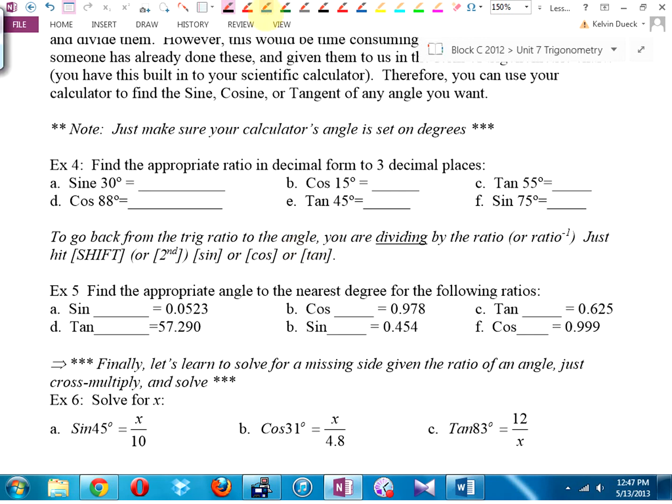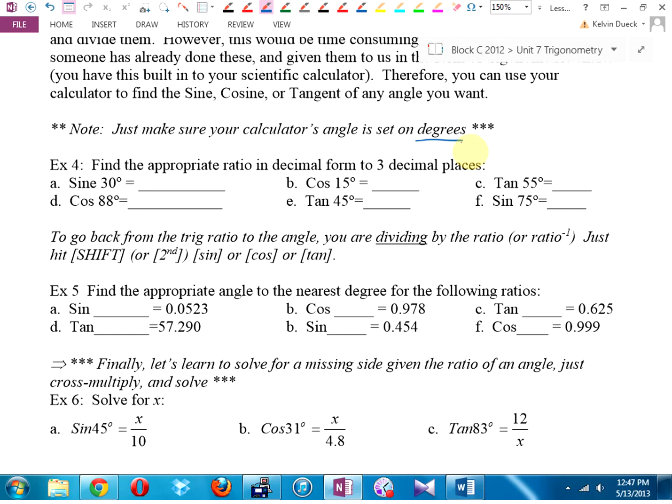We will be doing our math in degrees. How many degrees in a circle? 360. Okay. You can also measure angles in radians. There are 2 pi radians in a circle. You can also measure angles in gradians. There are 400 gradians in a circle. And they all have different uses. But here in high school Math 10, we need to be in degrees.